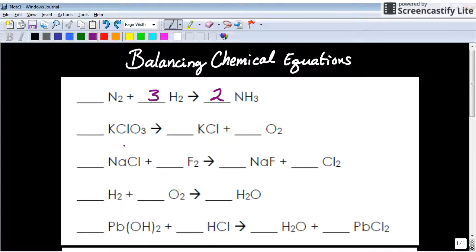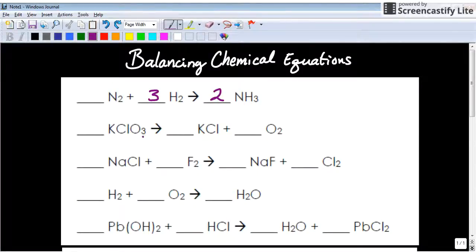Okay, next question. Potassium chlorate, we have 1 potassium, and on the product side, we have 1 potassium, so they're good. Chlorine, 1 chlorine, and 1 chlorine, so they're good. The problem here is with the oxygen. We've got 3 and 2. So that's an awkward number because of this 3. It's an odd number. And what we'll have to do is find a common denominator between 3 and 2. And you should know that that's 6.